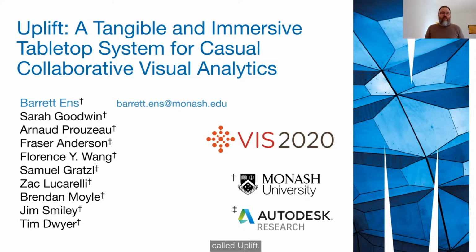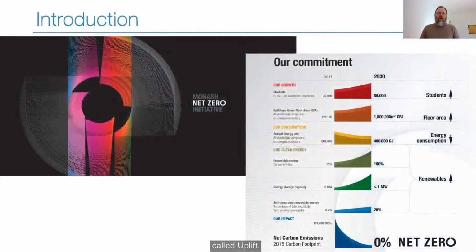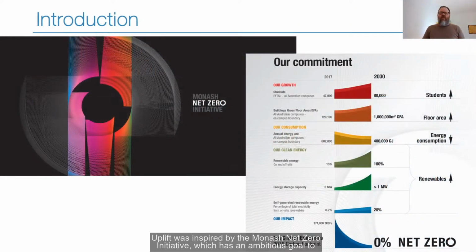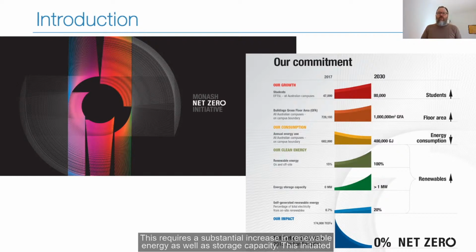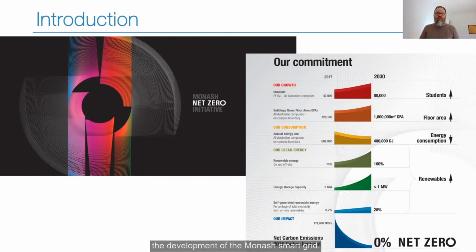Hi, I'm Barrett Enns from Monash University, and I'm going to present this highly collaborative project with these many co-authors listed here called Uplift. Uplift was inspired by the Monash Net Zero initiative, which has an ambitious goal to reduce carbon emissions to zero by 2030. Now, this requires a substantial increase in self-generated renewable energy, as well as an increase in storage capacity, and initiated the development of the Monash Smart Grid.